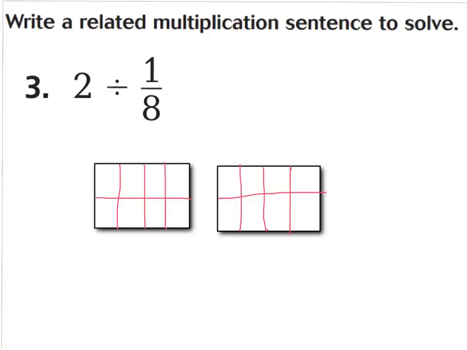So as you can see here, I made 2 wholes. I divided each whole into 1/8 parts. And so the question says, if I had 2 divided by 1/8, how many 1/8s would I have? You can see right here that we have 8 1/8s and another 8 1/8s. So our related multiplication sentence would be 2 times 8 would equal 16, because I can have 2 groups of 8. So I would have 16 1/8 pieces.